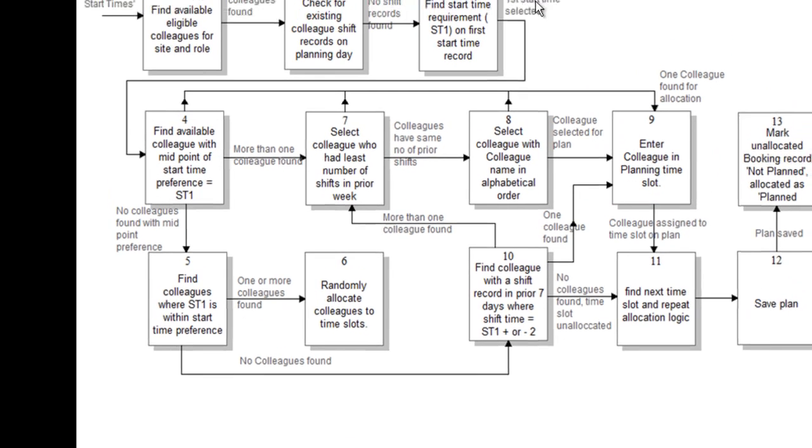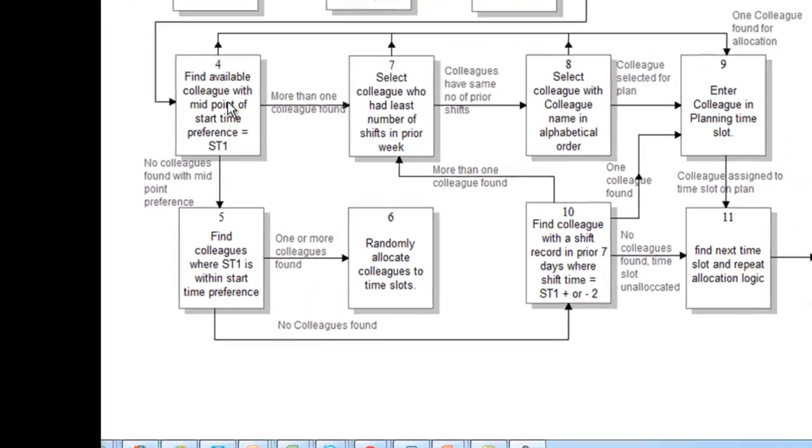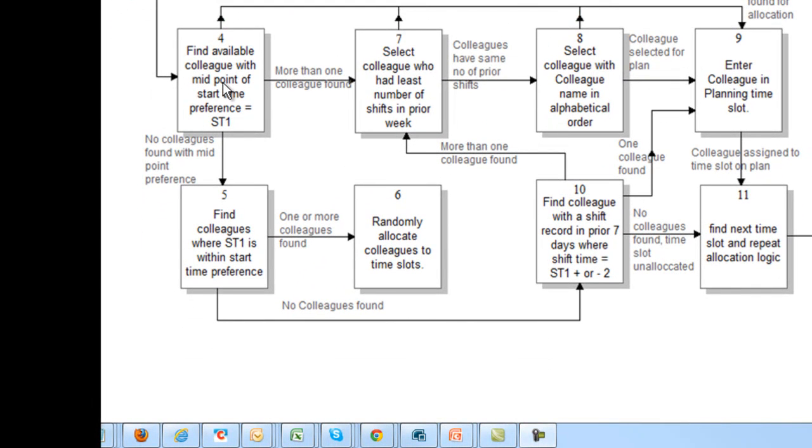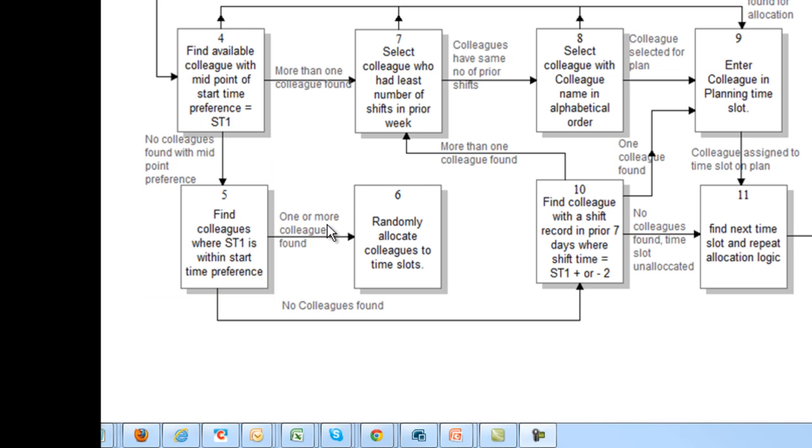Now supposing, having looked at this start time requirement and checked all the colleagues with a midpoint start time preference, there are no colleagues available with a midpoint preference. What do we do then? Then we're looking for any colleague where the ST1, the start time requirement, is within the start time preference but not at the midpoint. And if one or more colleagues are found, we simply allocate those colleagues randomly to the available time slots. If no colleagues are found from this condition in box 5, then we look at box 10.